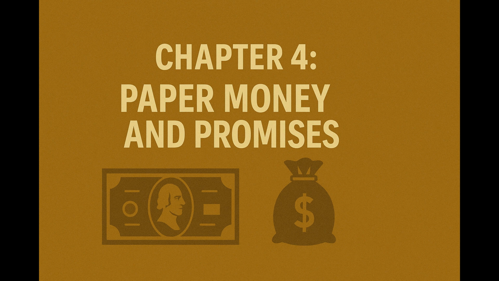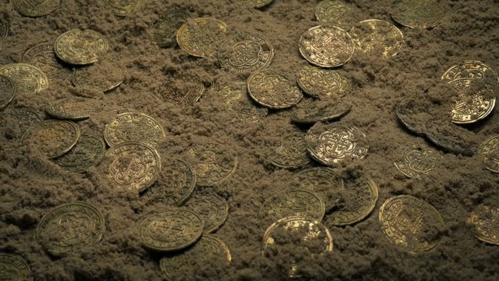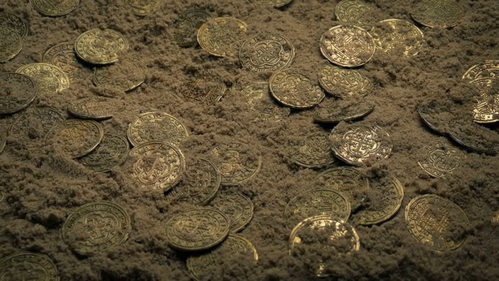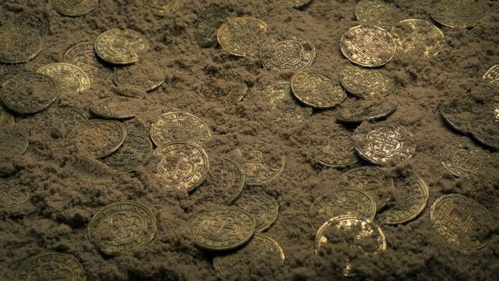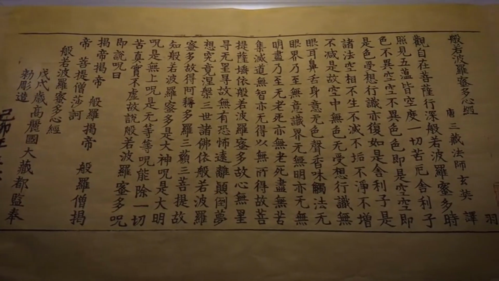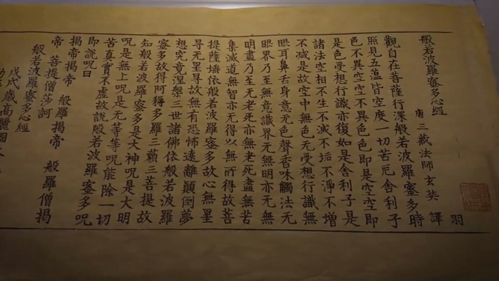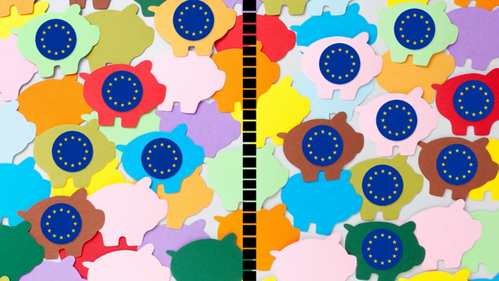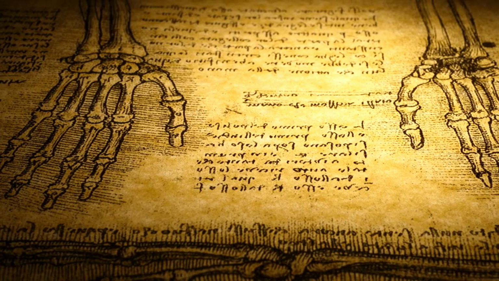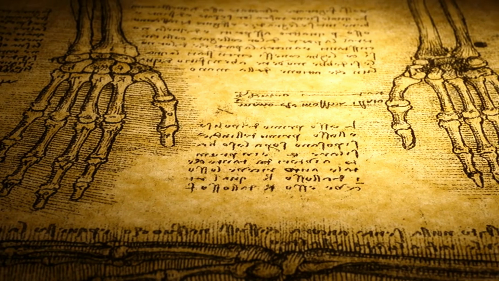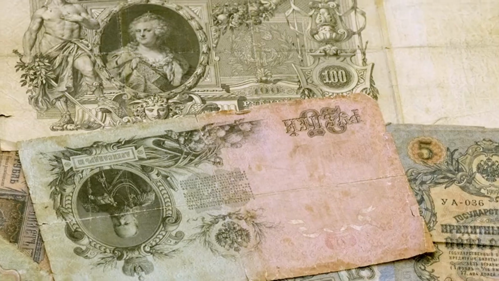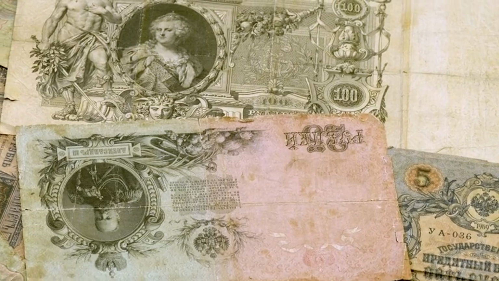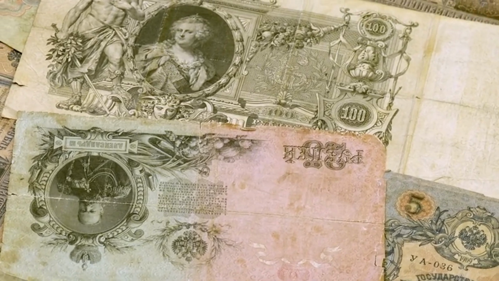Chapter 4: Paper money and promises. Paper money may seem modern, but it dates back over 1,300 years. In 7th century China, merchants began using promissory notes to avoid carrying heavy coins. These IOUs evolved into government-issued bills during the Song dynasty, backed by reserves of precious metal or grain. Europe was slower to adopt paper. By the 17th century, banks like Stockholm's Banco and the Bank of England were issuing paper notes. These weren't money in themselves, but claims on deposits, early versions of modern banknotes.